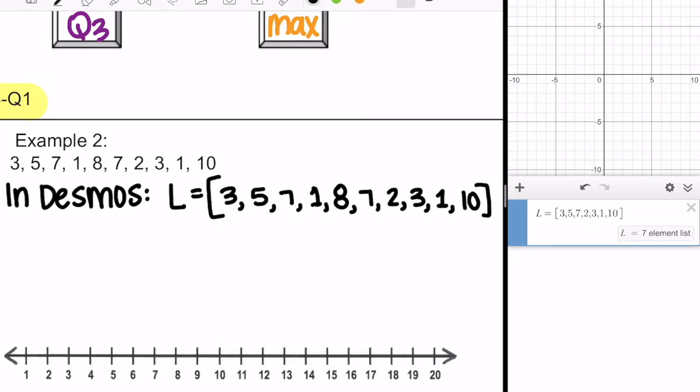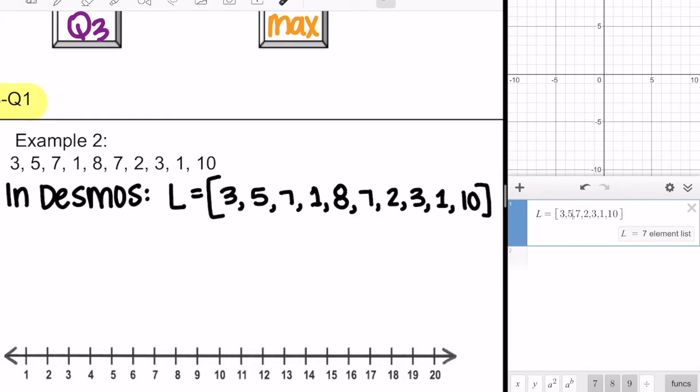Okay, so when they're in Desmos, a couple things you want to look for. You want to make sure it says L equals and then however many numbers are in your list. So just to double check, I always count again. So that's 1, 2, 3, 4, 5, 6, 7, 8, 9, 10. So I'm missing some numbers in my list in Desmos. That's why you always want to check.